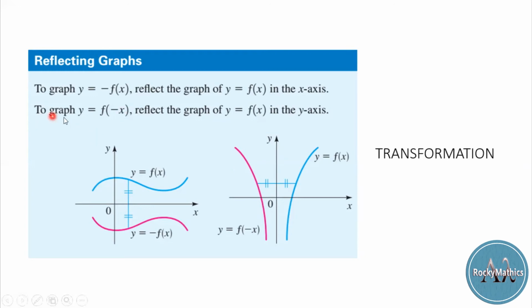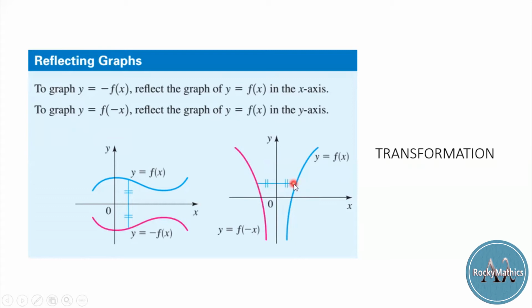Now, the second one, to graph y is equal to f of negative x. So the negative is inside, inside with the function. All we have to do is to reflect the graph of y is equal to f of x in the y-axis, or with respect to the y-axis. For example, this is the graph of y is equal to f of x, and we want to know the graph of y is equal to f of negative x. So all we have to do is to reflect this graph with respect to the y-axis.